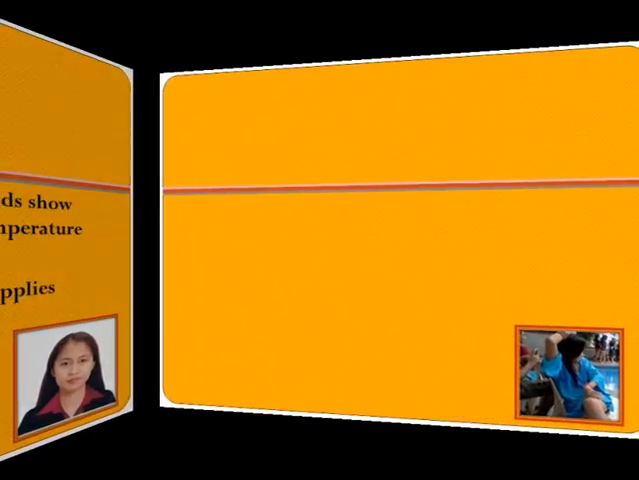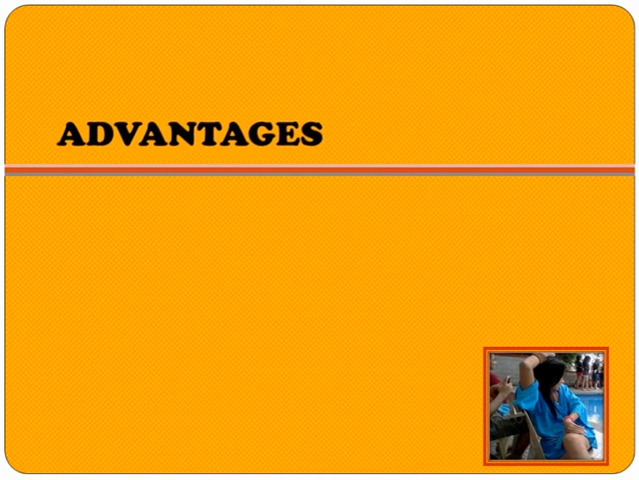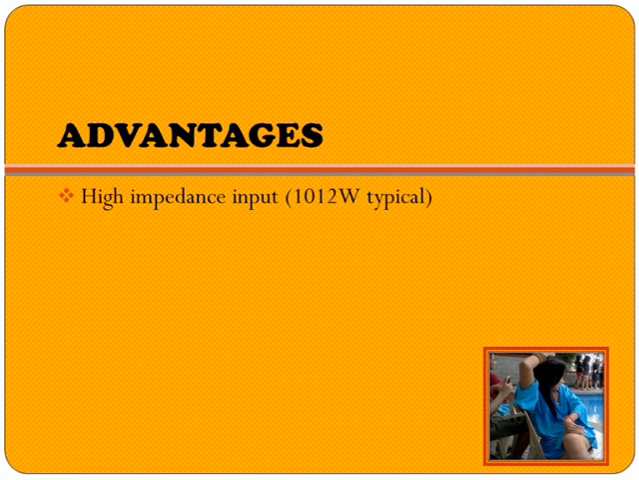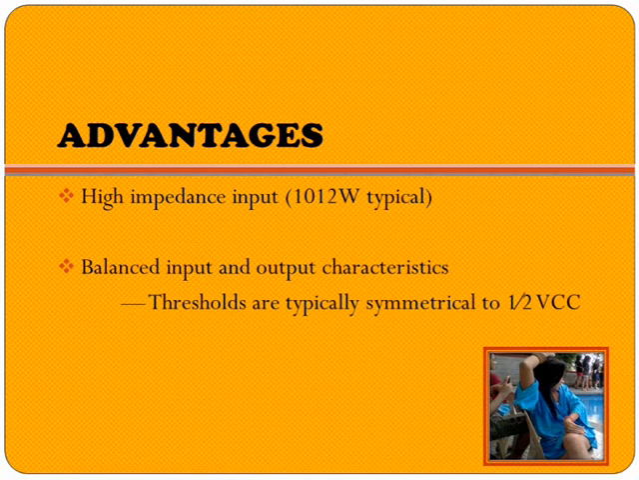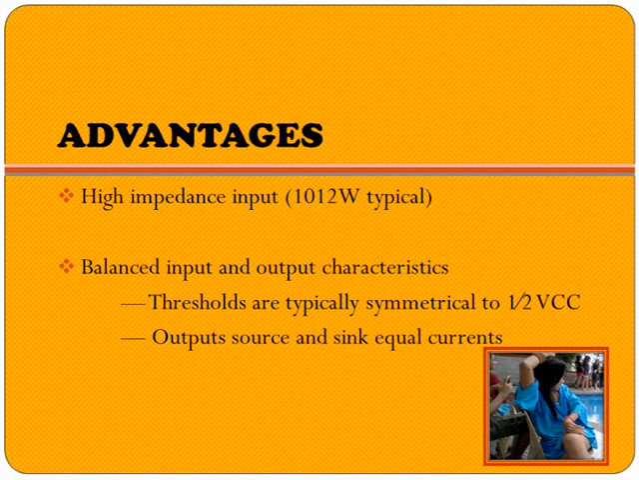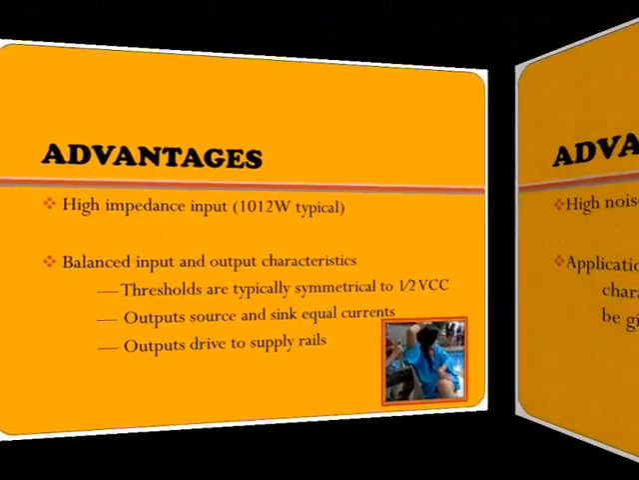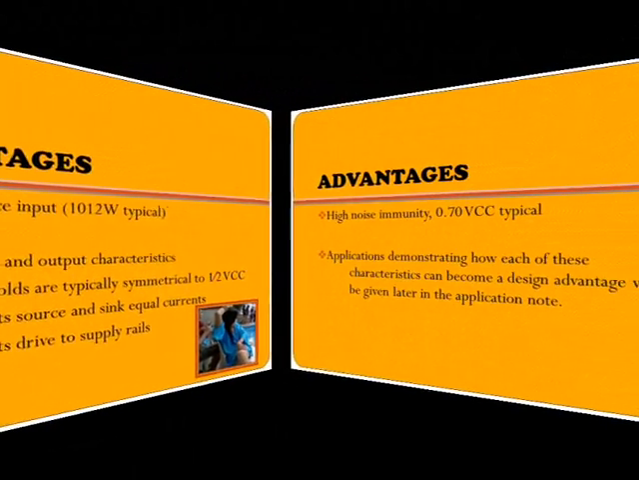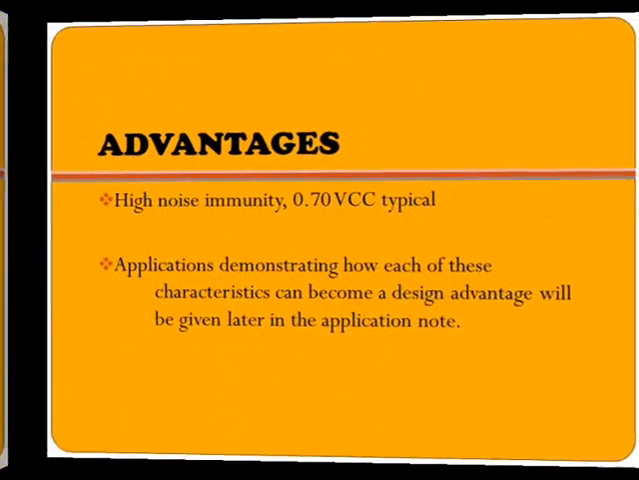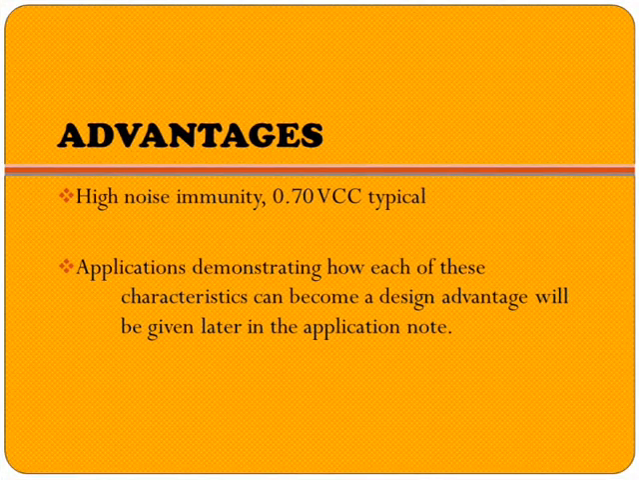Next advantage is that positive and negative going thresholds show low variation with respect to temperature. Wide supply range, which is 3 volts to 15 volts. Split supply possible. Next advantage is that it has low power consumption even during transitions. High noise immunity is 0.7 VCC typical. Next, applications demonstrating how each of these characteristics can become a design advantage will be given later in the application note.